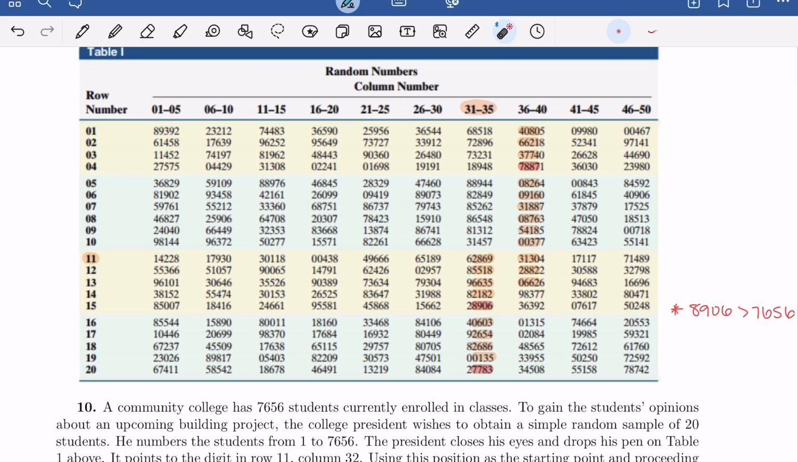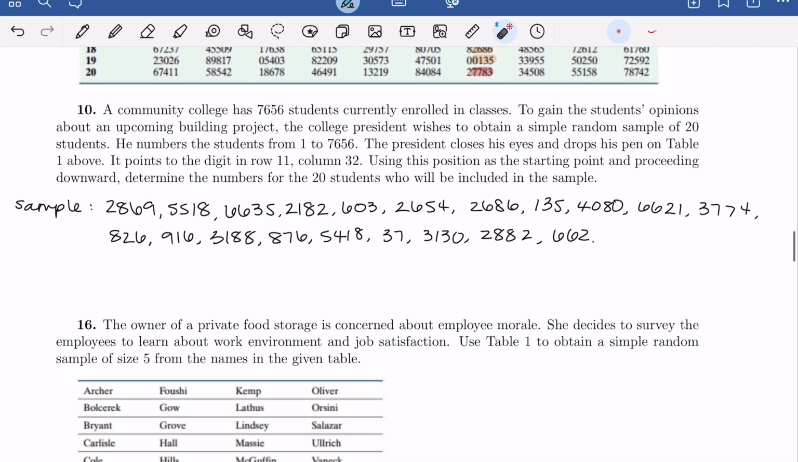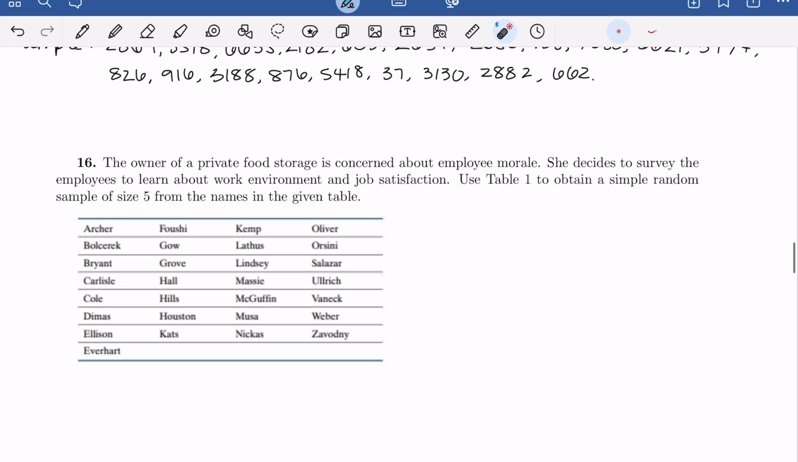Now, for the next problem, question 16 here, we're going to do something similar. So we're told that the owner of a private food storage is concerned about employee morale. So she decides to survey the employees to learn about the work environment and the job satisfaction. So we're going to use table one, which is the random numbers table that we just used, to obtain a simple random sample of size 5 from the names in the given table. So this is our entire population here. We want to obtain a simple random sample of 5 of these employees.